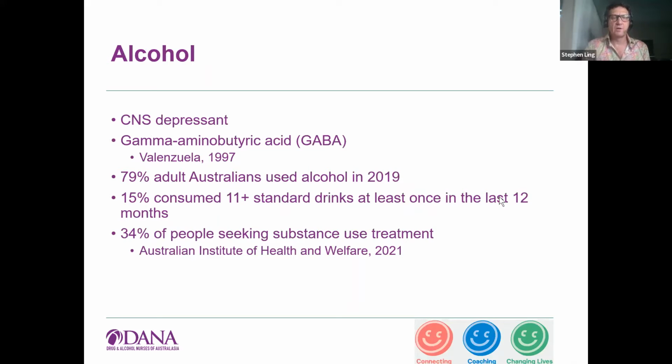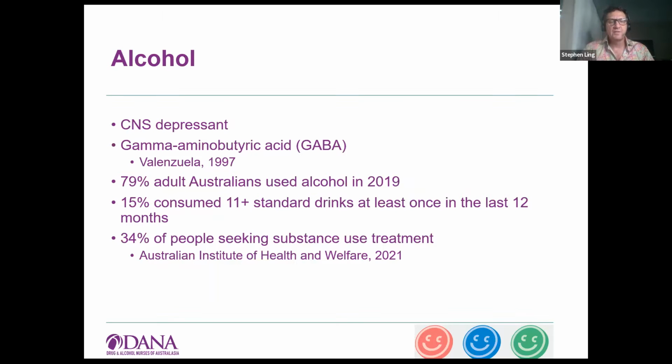As I'm sure everyone in the audience is aware, alcohol is a central nervous system depressant drug. It works mainly via the gamma-aminobutyric acid system, or GABA. Now, in 2019, around 79% of adult Australians had used alcohol over that 12-month period, and 15% had consumed at least 11 standard drinks at least once in the previous 12 months.